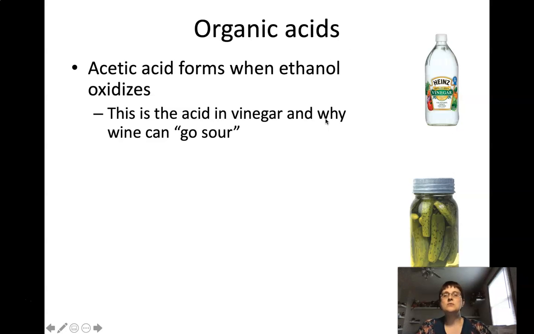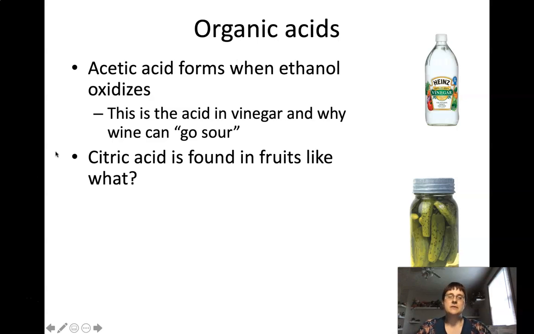And this is why wine can go sour or go bad. If you've ever had wine that has gone sour or gone bad, it's because the ethanol, the alcohol in that wine has been exposed to air, exposed to oxygen, and has undergone this reaction to convert from alcohol to acetic acid. And so that's why it gets that sour taste to it.